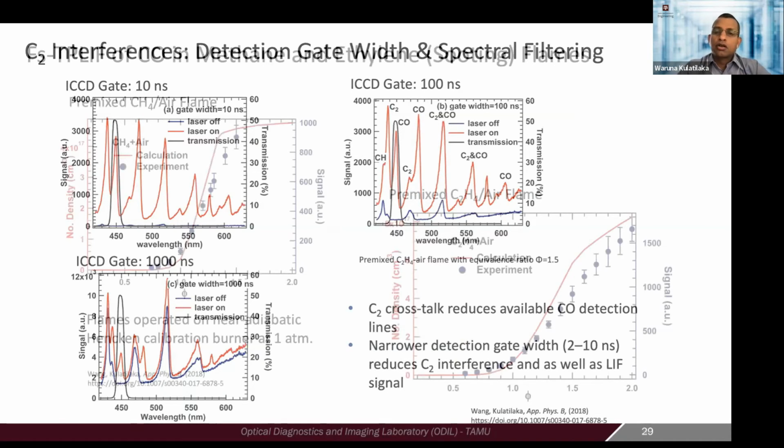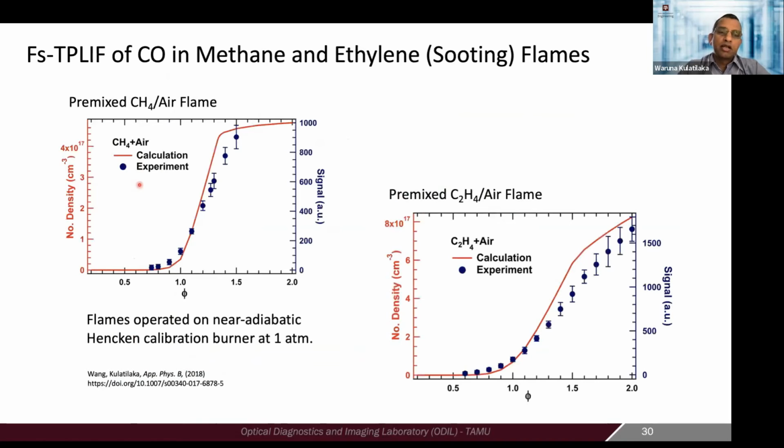So when it is all said and done, you can make some CO measurements in these flames. Again, these are atmospheric pressure flames, but you measure the CO profile as a function of equivalence ratio in this premixed methane flame. You get very good agreement with equilibrium calculated CO profiles as a function of equivalence ratio.